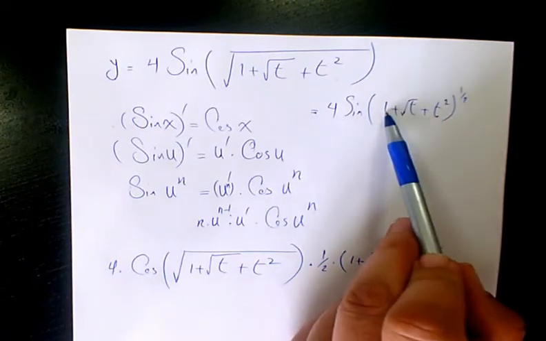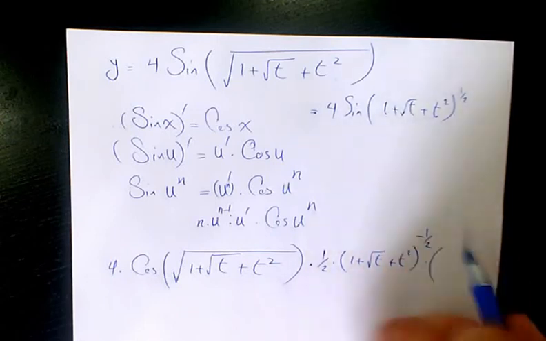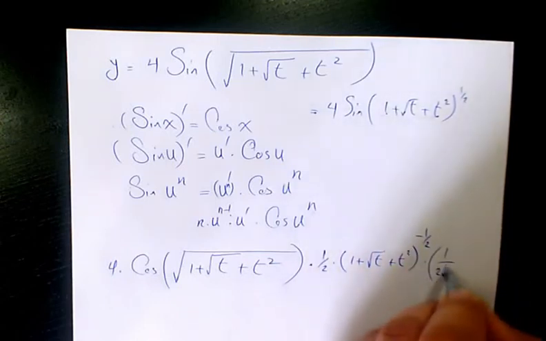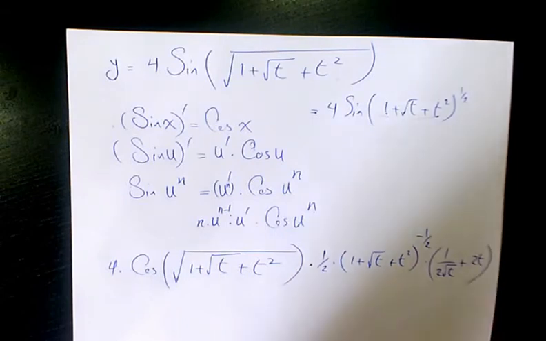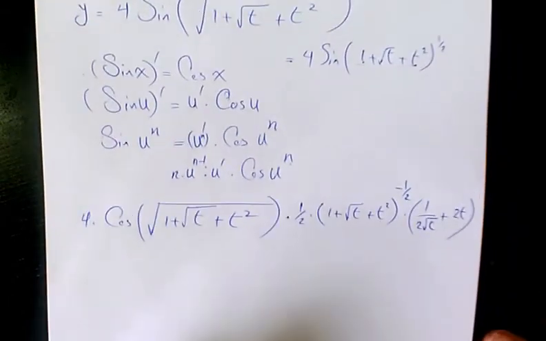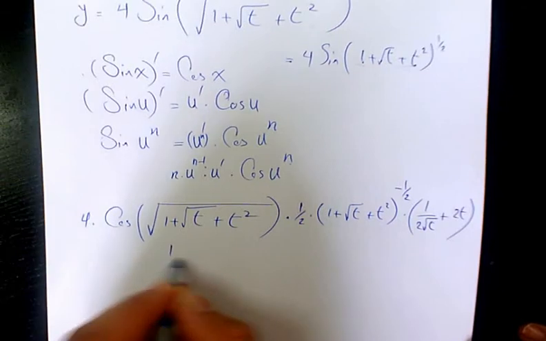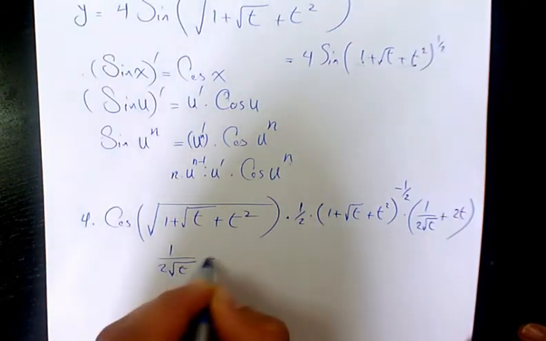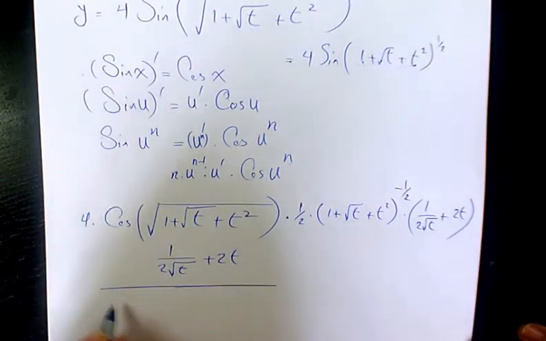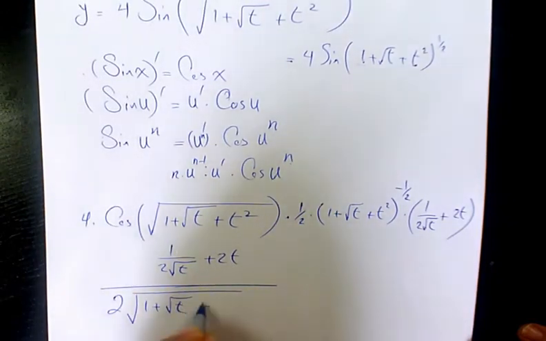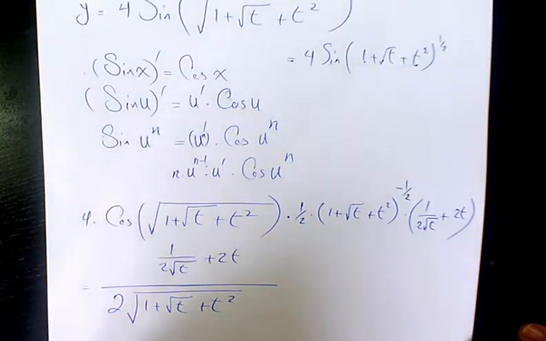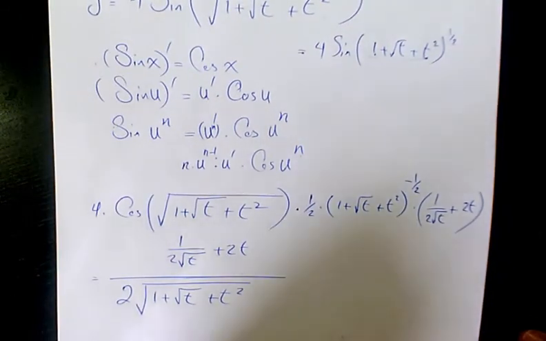The derivative of 1 is 0. The derivative of root t is going to be 1 over 2 root t, plus the derivative of t squared, which is 2t. So that's going to be 1 over 2 root t plus 2t, over 2 root 1 plus root t plus t squared. That's going to be the final answer.